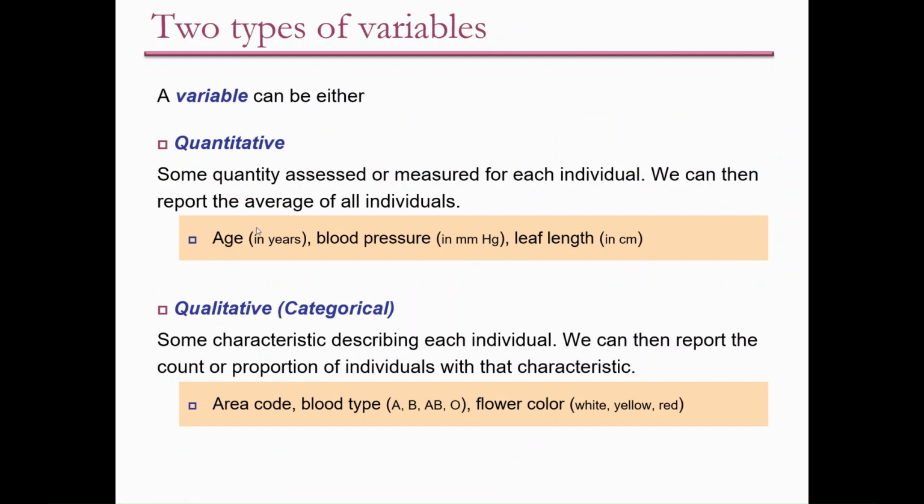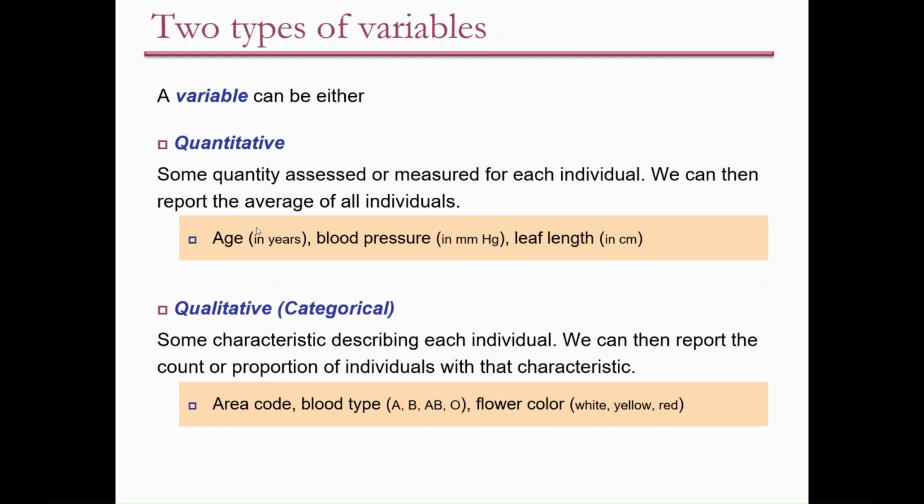So let's come back over here and read what it says. Some quantity assessed or measured for each individual. We can then report the average of all individuals. That second sentence is a way to describe how you can test whether your variable is quantitative or qualitative. If you can take an average of that data and it gives you something meaningful, it's going to be quantitative.